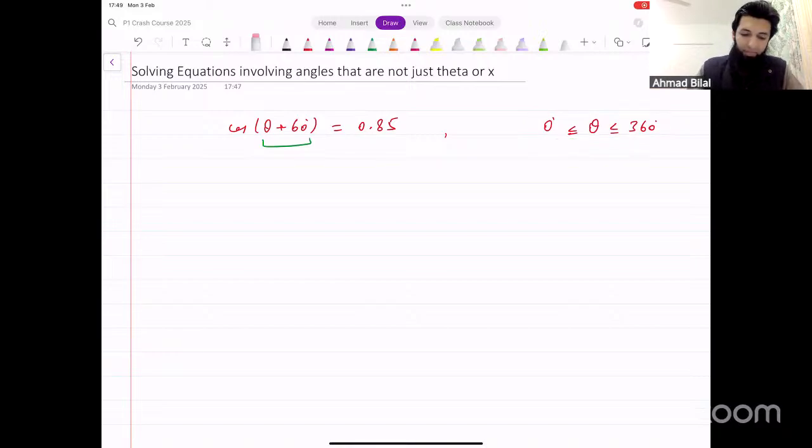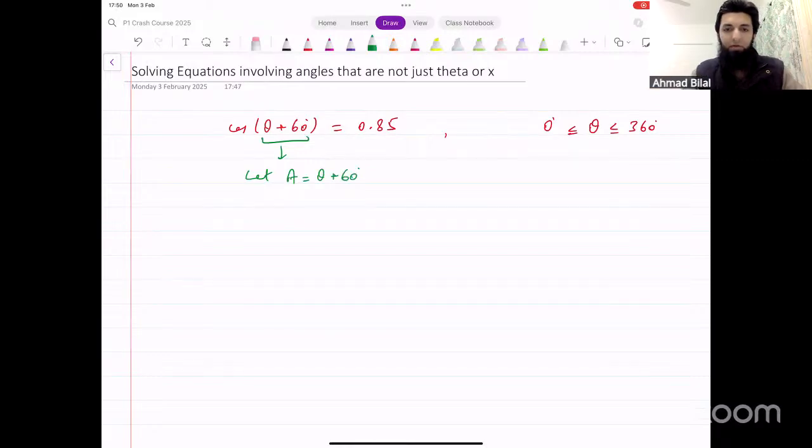Okay. Now, how do we solve this equation? You can solve it directly as well, but if you use a substitution here, that will make things a lot easier for you. So the way I would recommend that you do it is whatever is written inside the brackets, so basically whatever the angle is, you substitute that with another letter. So you say, let another letter, let's say A, that equals theta plus 60.